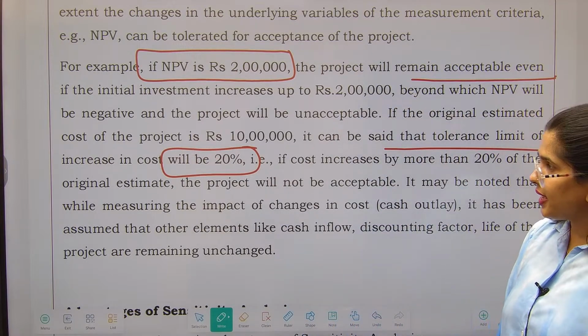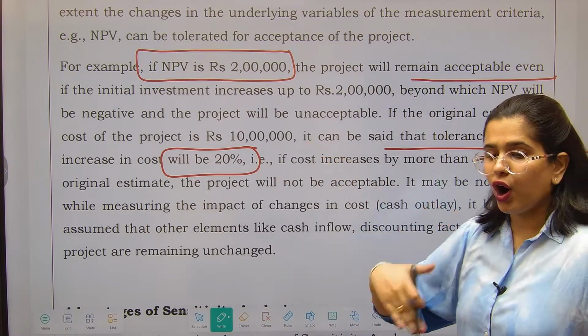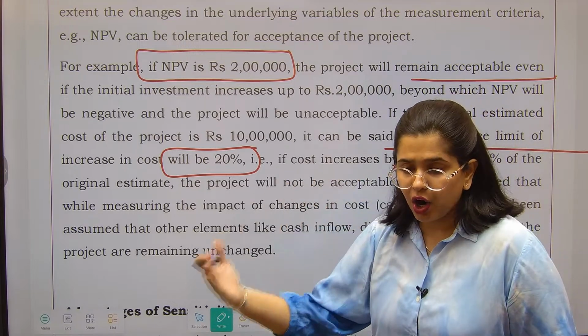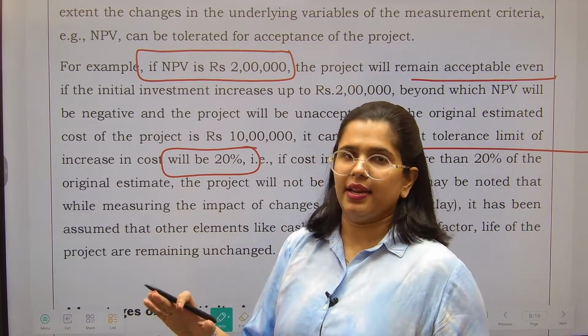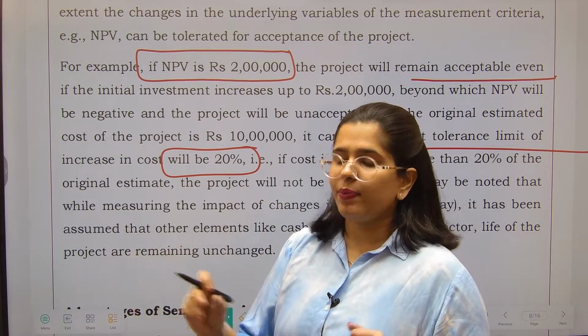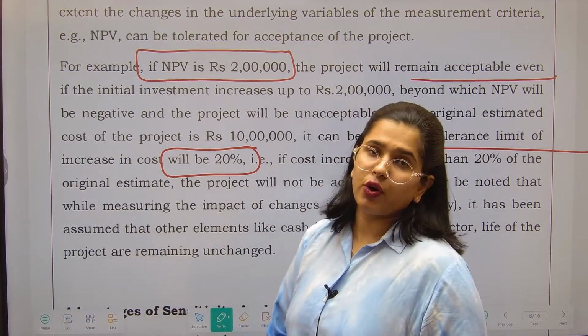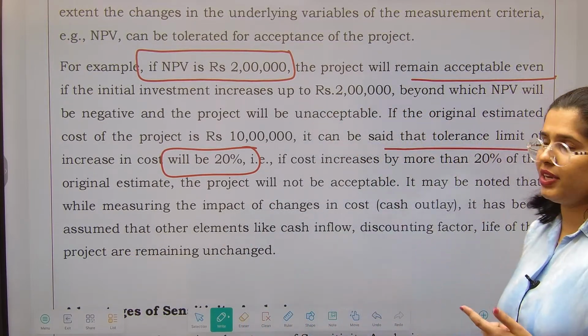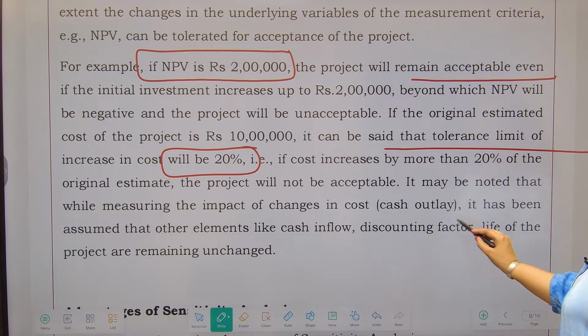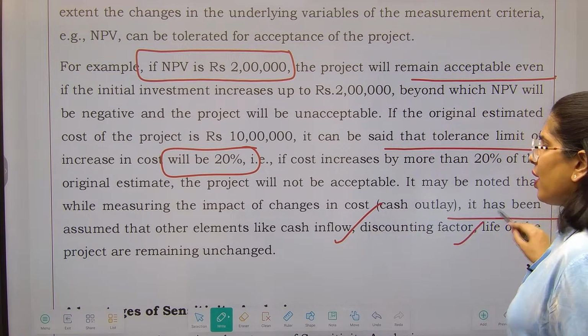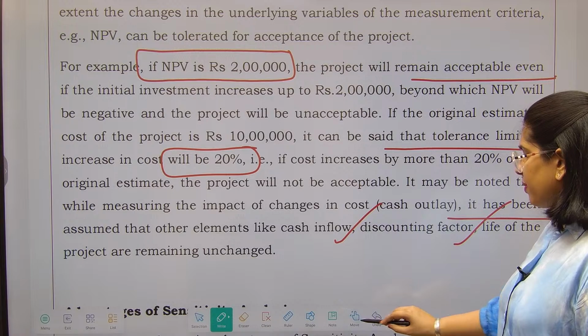If there is any increase in the project cost beyond 20%, 20% से ज़्यादा और बढ़ जाता है. If the project cost increases up to 12 lakh rupees, fine. If it increases beyond 10 lakh rupees, it is not fine, and our project net benefit is going to become zero or negative. So it may be noted that while measuring the impact of changes in cost, it has been assumed that other elements like cash inflow, discounting factor, life of the projects, they are remaining unchanged.